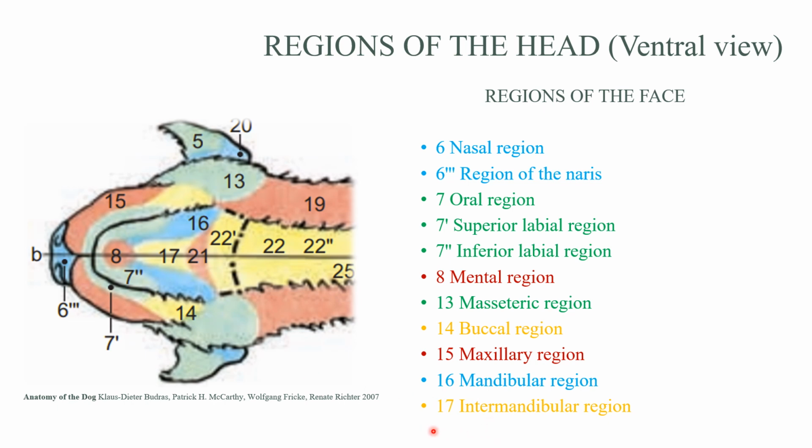And we have the intermandibular region, because this part is actually empty if you were looking at the animal without the skin and without the muscles. This is empty. So this is the part between the mandibular bone or the bottom jaw.